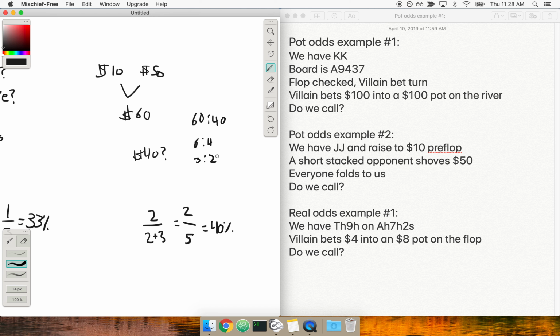So this has been 2 examples of pot odds. But now I want to go through an example that is going to show you that pot odds are a limited way to think about poker. And this example is going to get into all of the other things. It's going to get into implied odds, effective odds, and reverse implied odds.